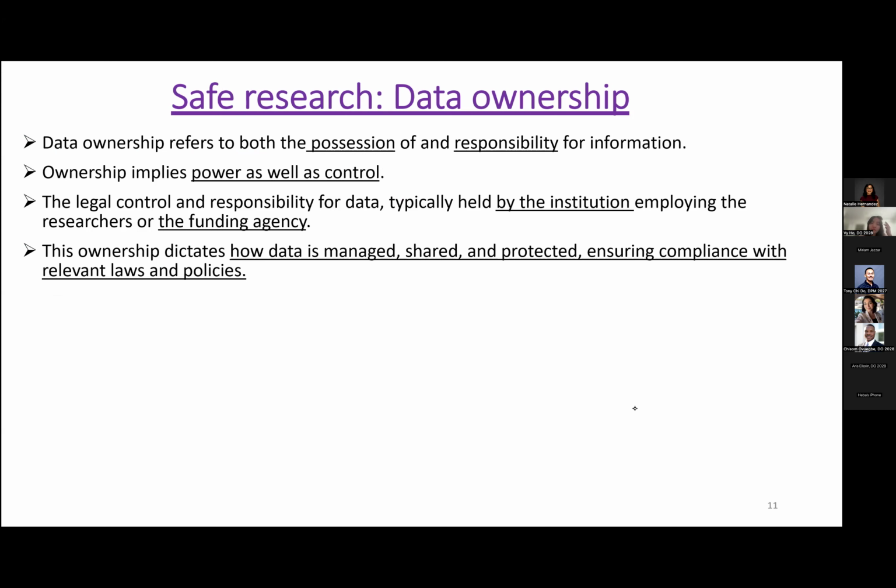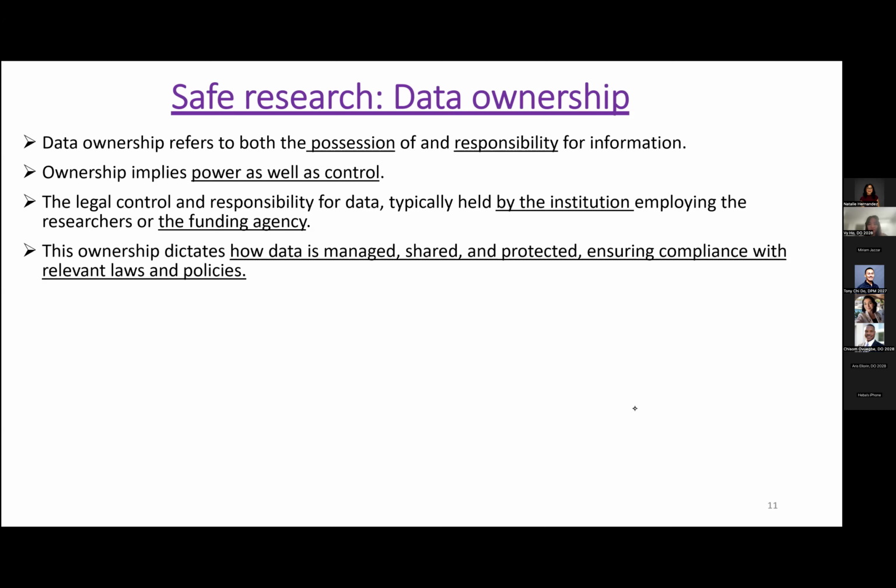Basically, the ownership of the data goes to the institution where you are working. The PIs are the managers. They can manage the data, they can collect the data, they can store the data, they can use and analyze the data. But the data is owned by the university or the institution you are working in. So ownership refers to both the possession as well as the responsibility. It has a power as well as a control. The control and responsibility of the data is held by the institution and the funding agency who is funding you for the research. The PI is the manager. It's not the owner of the data. Though each PI has the data, real ownership goes to the institution or the funding agency.